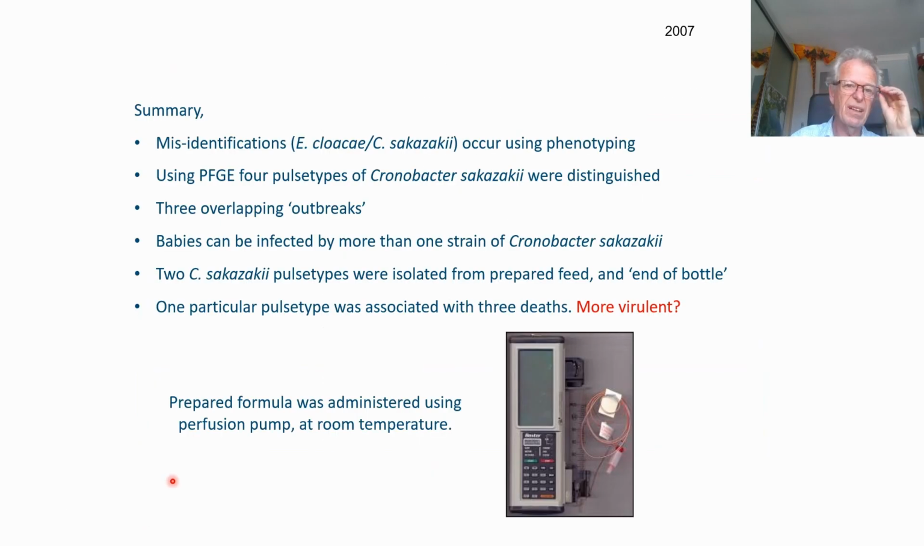The summary of that was pointing out that misidentifications do occur using phenotyping, and that the pulse field did divide all these strains of Cronobacter sakazakii into 4 groups. Now we find out we didn't have one outbreak by one strain, we actually had several overlapping outbreaks by different strains. We even found that babies can be infected by more than one strain of Cronobacter sakazakii. 2 pulse types were found in prepared feed and end of bottle, and one particular pulse type, pulse type 2, was associated with 3 deaths.